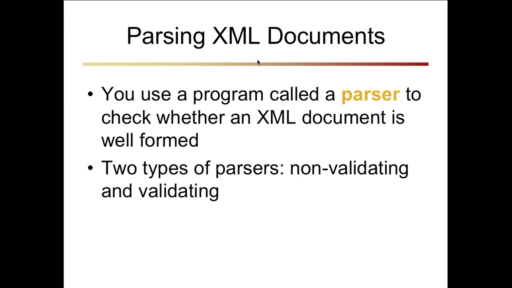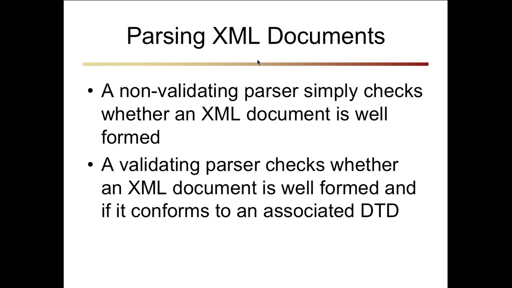So there's two different types of parsers: non-validating and validating parsers. A non-validating parser simply checks whether or not the XML document is well formed. And then we have validating parsers that check whether an XML document is well formed, and it also conforms to the associated DTD.